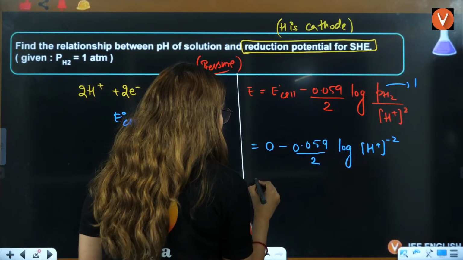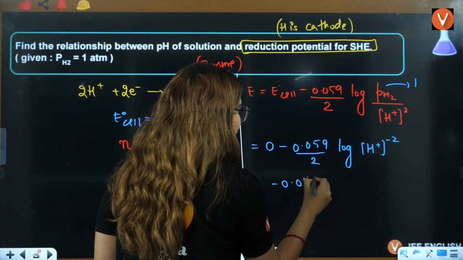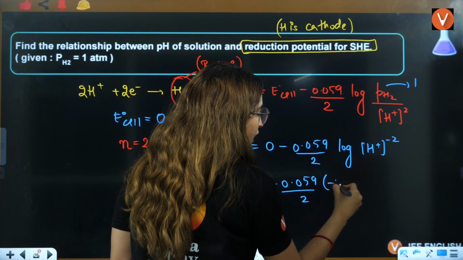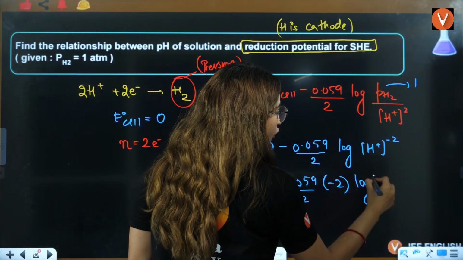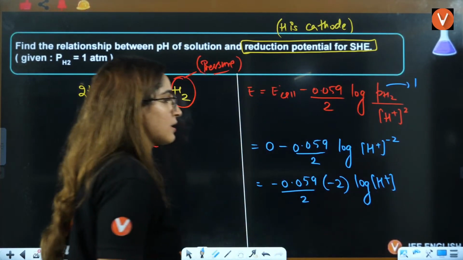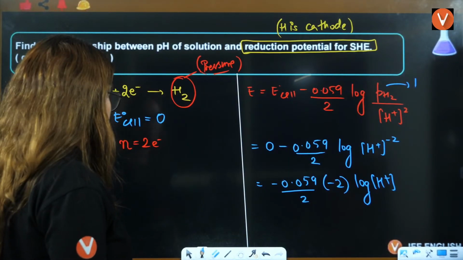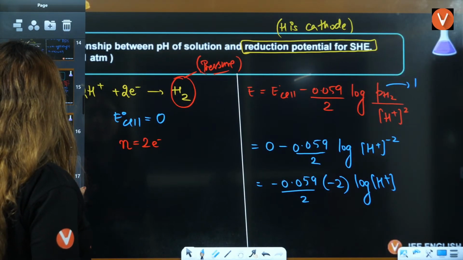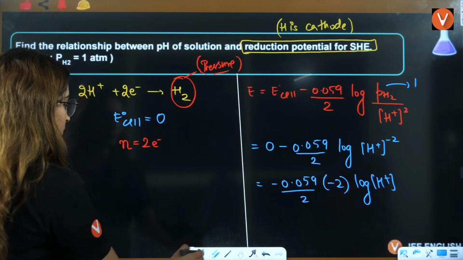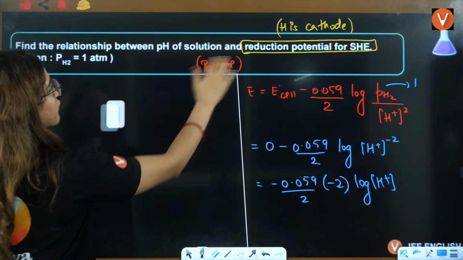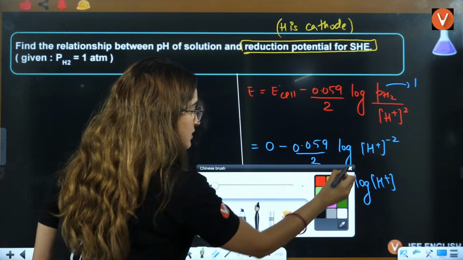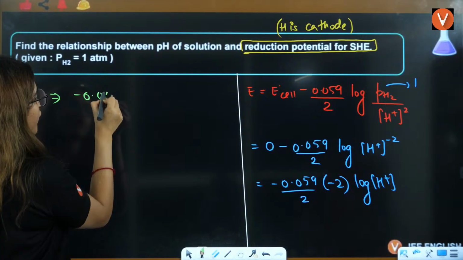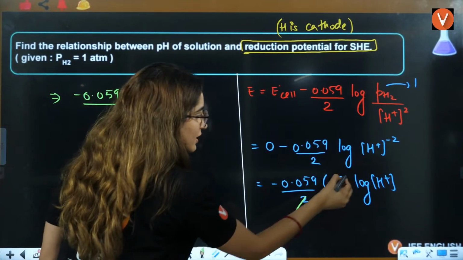Now solve it the same way. This is minus 0.059. I am not solving this here, there is some reason behind that, because this power will come in the front and this will be log of H positive. Same thing I am going to write, and I am going to solve it here. It will be minus 0.059 divided by 2 will cancel.